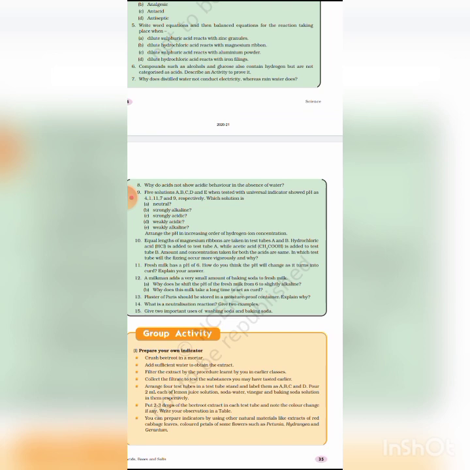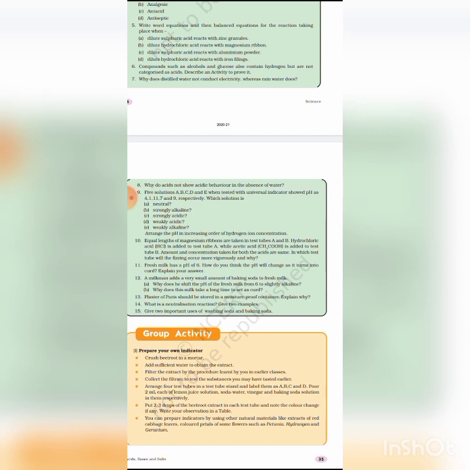Okay, and strongly alkaline, that is the one which has pH 11. So solution C is the answer. And strongly acidic, that means pH 1, and solution B is the answer. And weakly acidic, that means pH 4, and solution A is the answer. And weakly alkaline, that means its pH will be 9. So solution E is the answer.